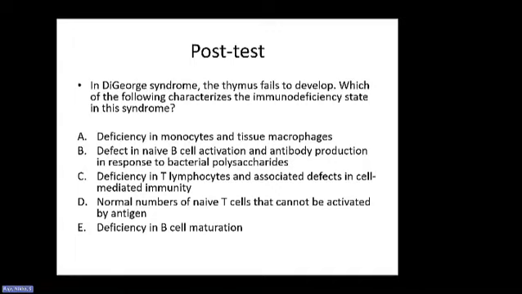All right, second question: 22q deletion or DiGeorge syndrome, where the thymus fails to develop. What's the characteristic in this immunodeficiency state? It should be C. C is the correct answer. Deficiency in T lymphocytes. The thymus is not well developed, so the maturation of T cells suffers, and there is a cell-mediated immune issue.